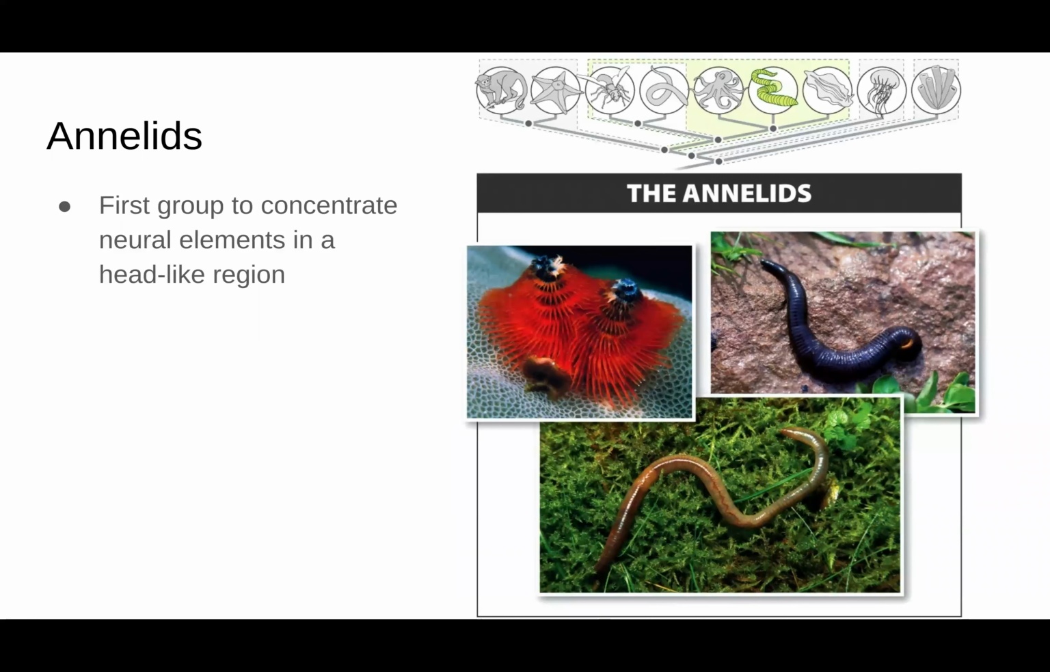Next up is our annelids. These are our worms. These might gross you out or not. It depends on how you feel about worms. But one of the important evolutionary milestones about our annelids relative to our sponges and our corals is the first group of organisms to concentrate neural-like elements in a head-like region. And what do I mean by neural-like elements? I mean they're the first to have developed a brain. And these are just tubes of worms, and we don't like to think that they have this big brain, and they don't have a big brain, but they were the first organisms to develop a brain.